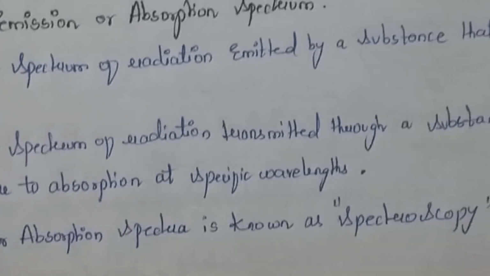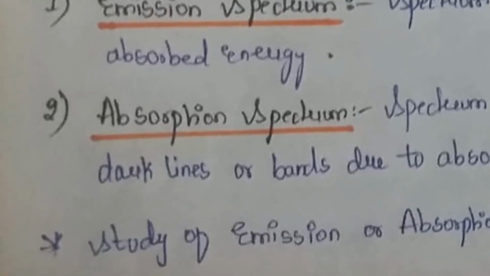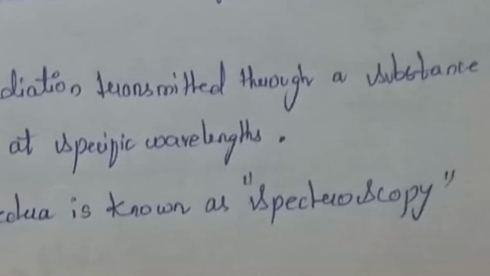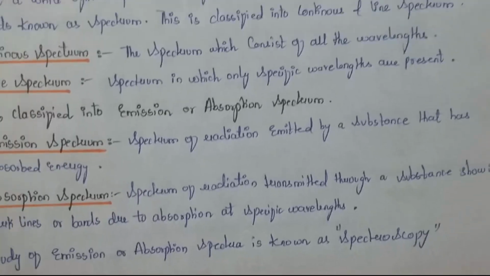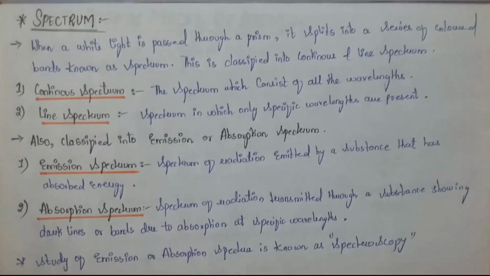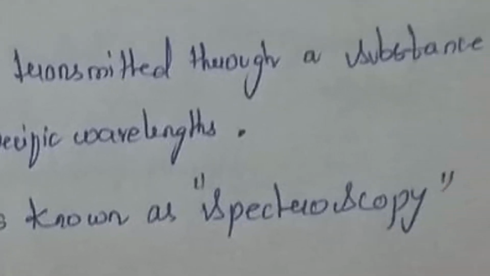Emission spectrum: spectrum of radiation emitted by a substance that has absorbed energy. And absorption spectrum: spectrum of radiation transmitted through a substance showing dark lines or bands due to absorption at specific wavelengths. In emission spectrum, the radiation is emitted by a substance that has absorbed energy, whereas in absorption spectrum, the radiation is transmitted through a substance showing dark lines or bands. In emission, absorbed energy is important, whereas in absorption spectrum, dark lines or bands are important. The study of emission or absorption spectra is known as spectroscopy.